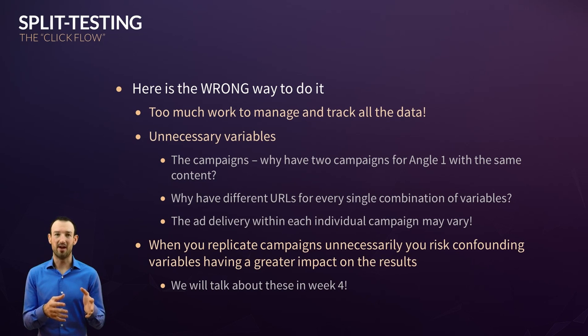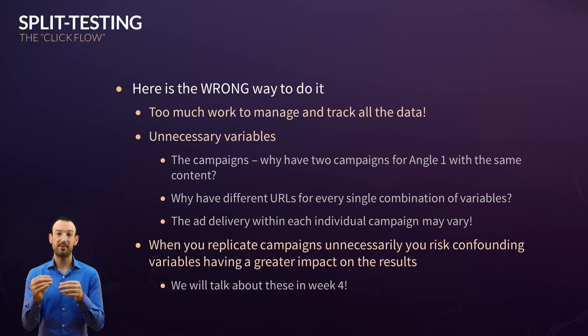We then have different URLs for every single combination of variables. The URL is now a variable. It just means that we're dealing with another campaign in our tracking system as well. And because of the way we've set this up, the ad delivery for each individual campaign potentially might vary. So we've introduced far too much variation into the system, which we don't need. Now, when you replicate campaigns, one thing I wanted to mention is that you unnecessarily risk something called confounding variables having a greater impact on your results.